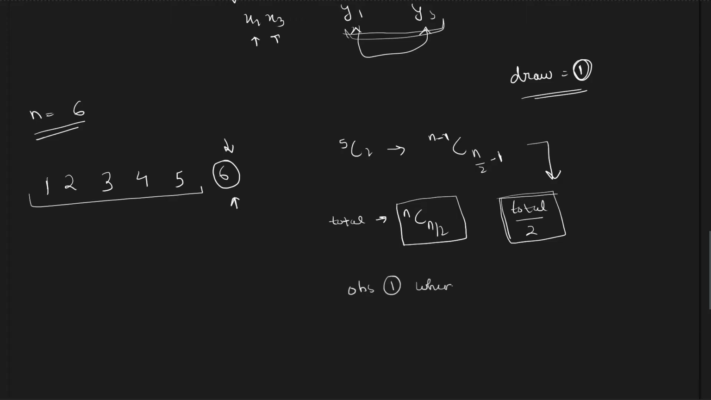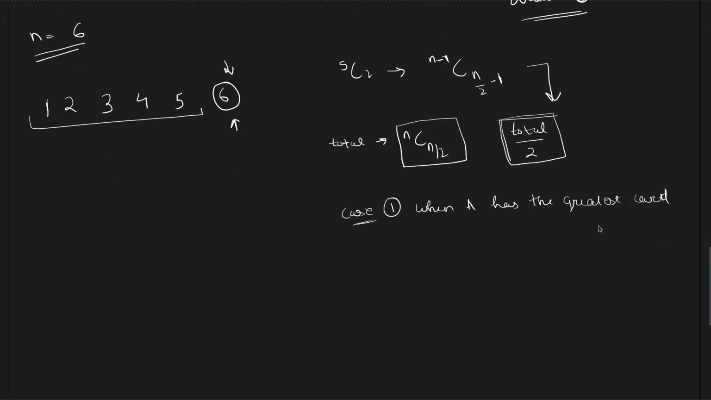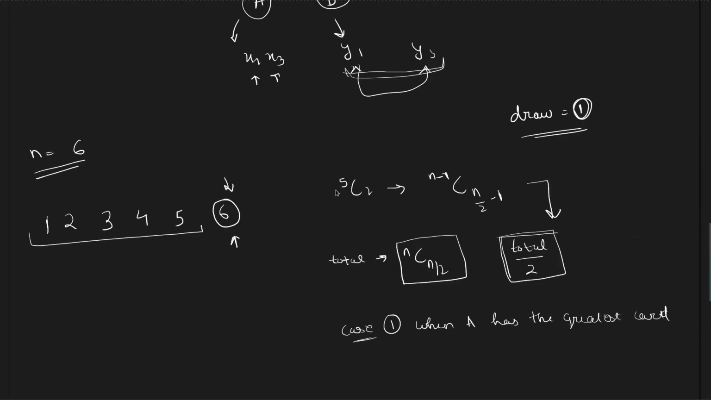When A has the greatest card, player A will always win, right? This is the case when A will always win. Let me write it as a case. It is better to denote it as a case. So case 1 is when player A has the greatest card. In this case, player A will always win.